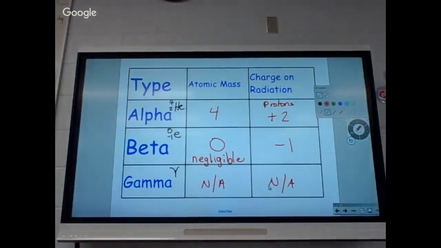Okay, so if the statement says which of those is heaviest, which of those is heaviest? Alpha. Who's biggest? Alpha. Yes, alpha is the heaviest.